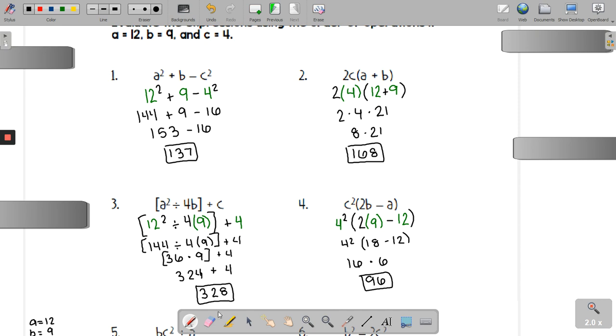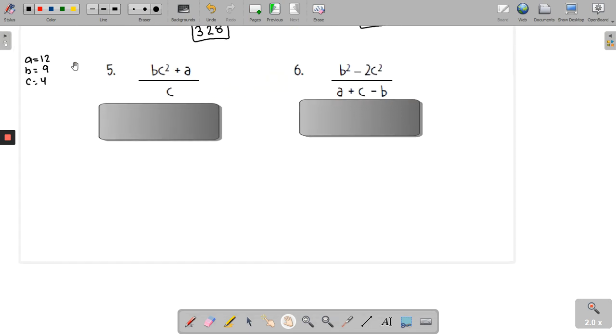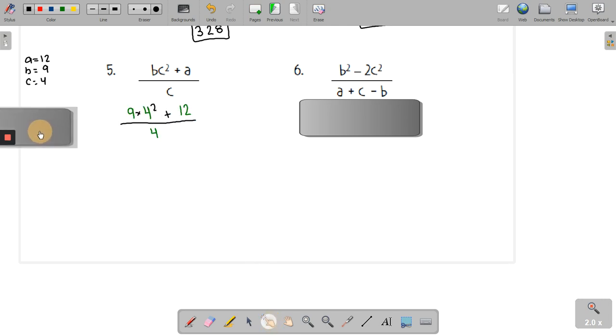So 16 times 6 gives us 96. And we have 2 more problems to look at. For these 2 problems, I went on and wrote our A, B, and C off to the side so we can substitute them in. Number 5, we have B times C squared plus A, all divided by C. So we need to substitute in our A, B, and C. When we substitute it in, we get 9 times 4 squared plus 12, all divided by 4.